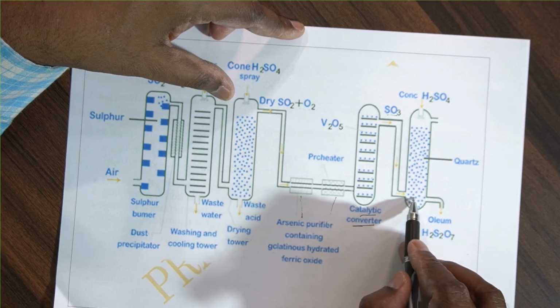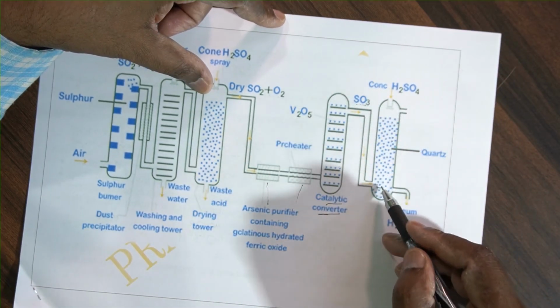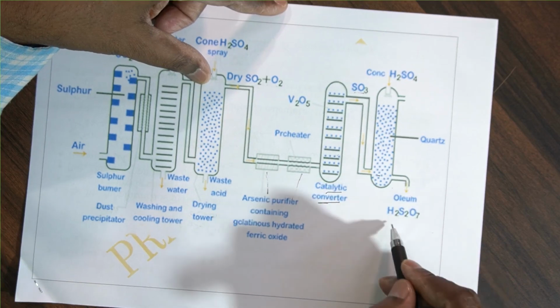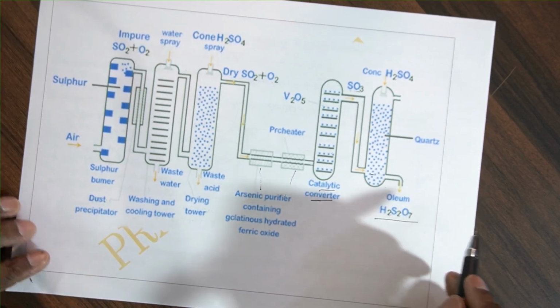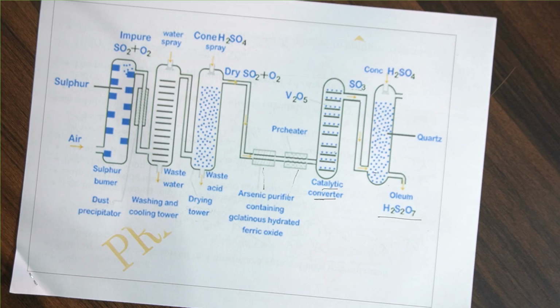SO3 is then sent to the next chamber where we are spraying 98% sulfuric acid, a downward spray. It will dissolve. What comes out is oleum. Oleum will be diluted to get the required concentration of sulfuric acid. That's all in this. So students, I hope you understood how sulfuric acid is manufactured by the contact process, which is a large scale manufacturing process.